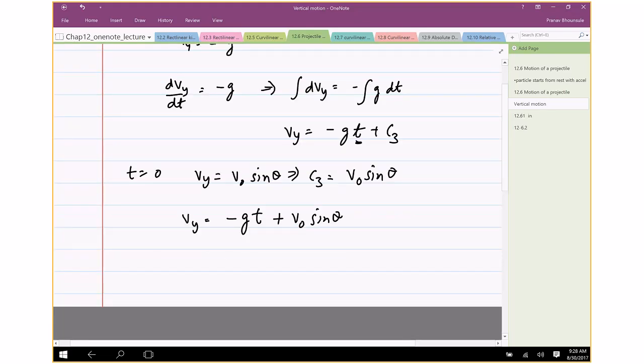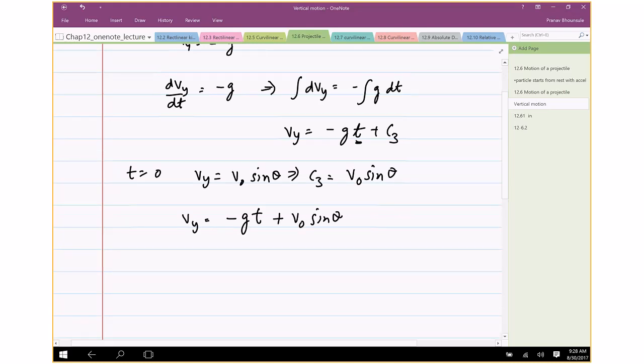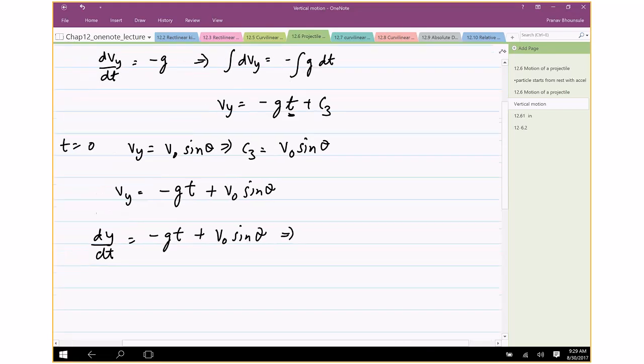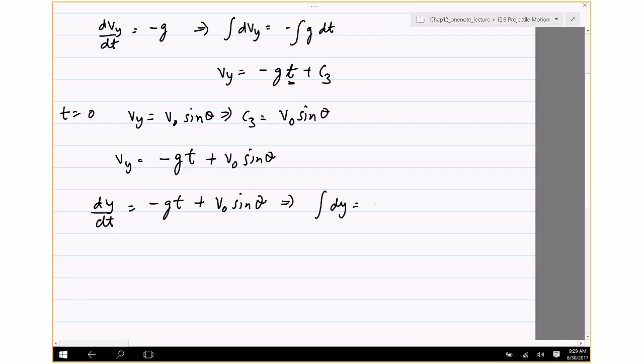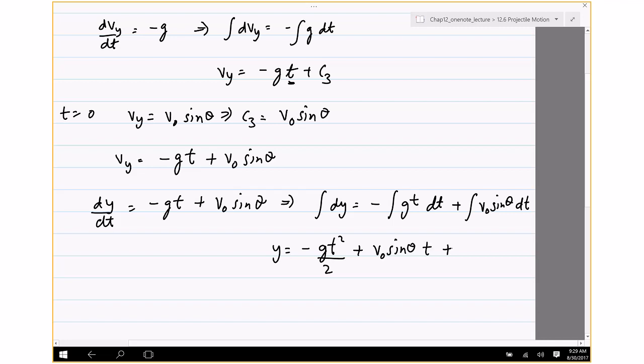Okay, we also want to find how the position changes as a function of time. So vy is dy dt equals minus gt plus v0 sine theta. I'm going to take the integral: dy equals minus gt dt plus integral v0 sine theta dt. So this gives me y equals, the integral of t is t squared divided by 2, so it's minus g t squared divided by 2 plus v0 sine theta times t plus a constant c4.